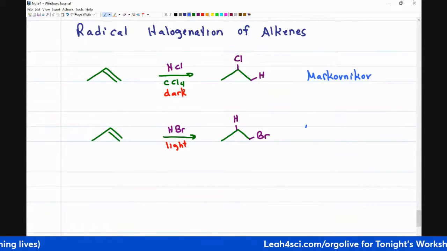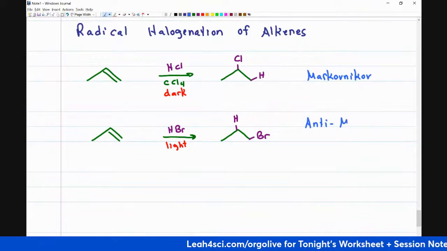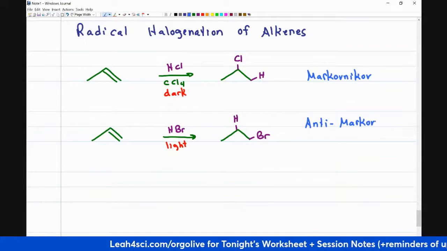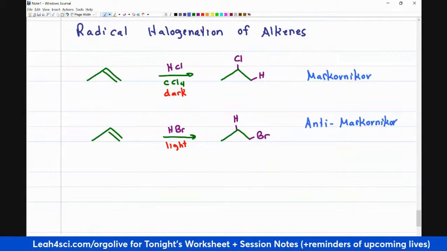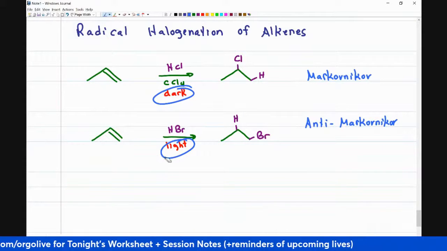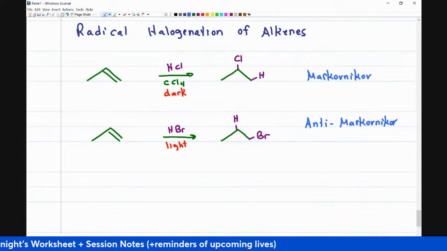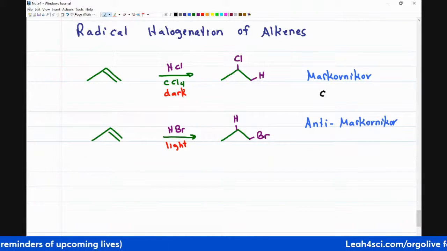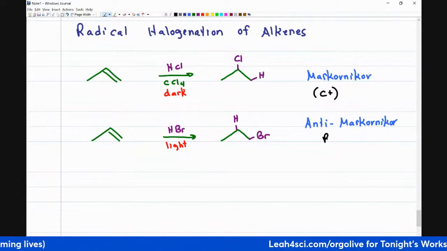And the second one is an anti-Markovnikov product. The dark and light is what tells us, very simply, do I have a carbocation intermediate or do I have a radical intermediate?